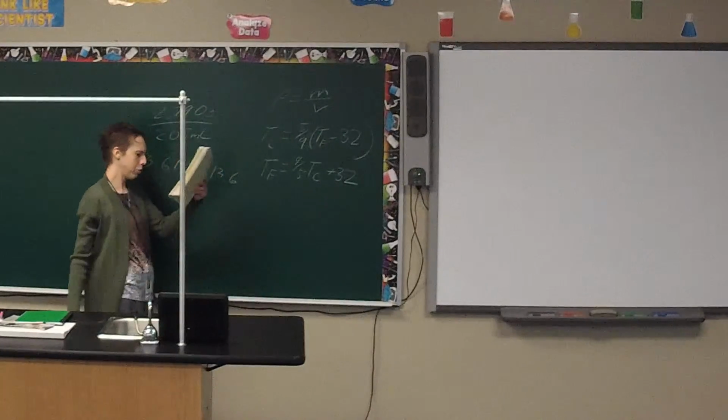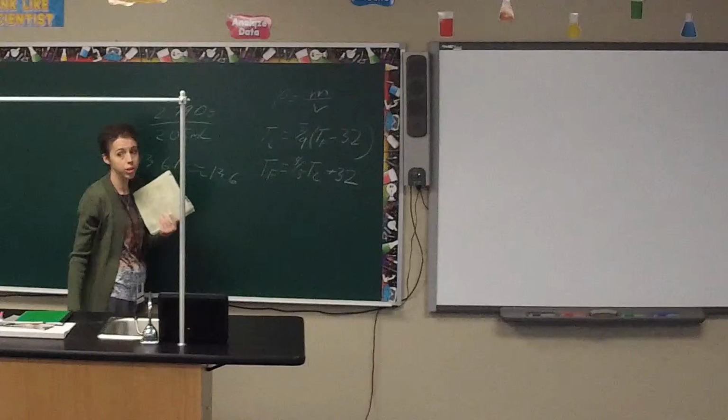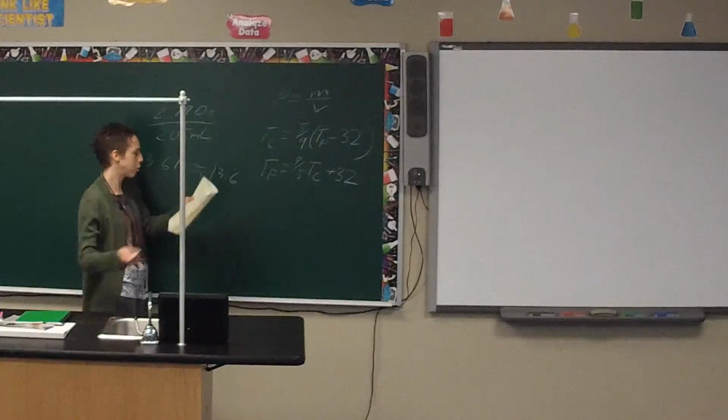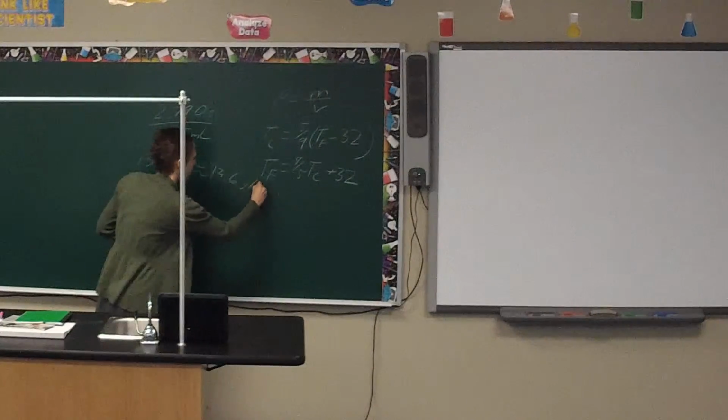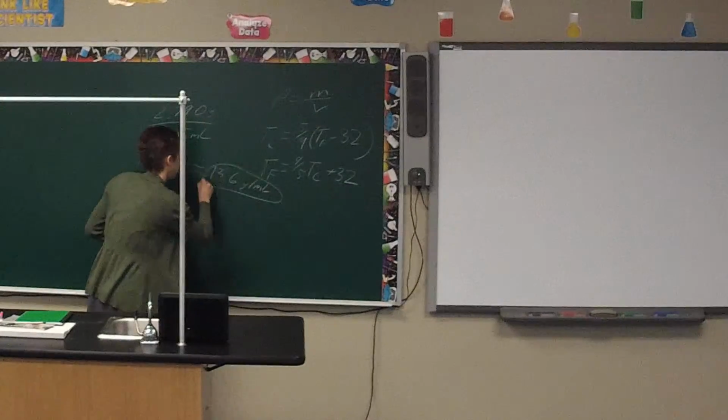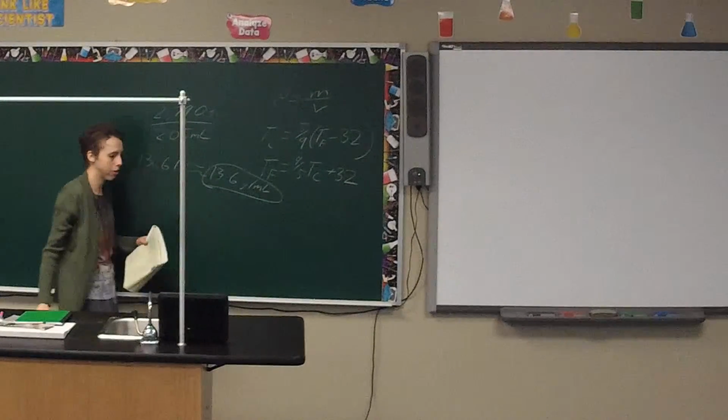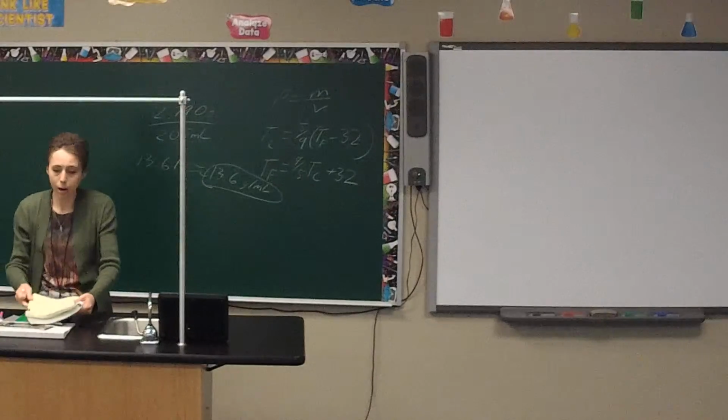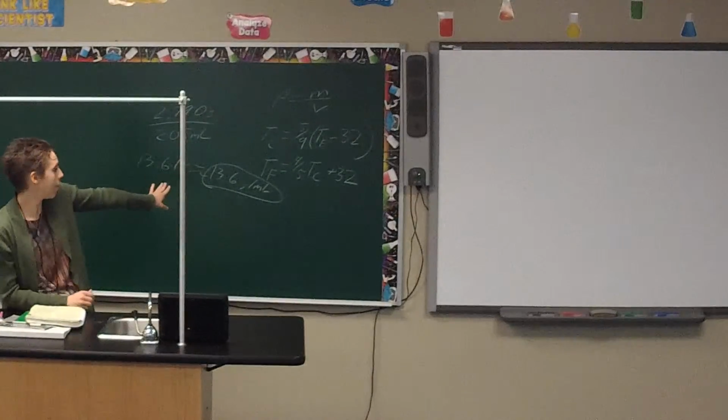13.6. And then you always want to have your units with it. For this one, it will be grams per milliliter. So this would be your final answer: 13.6 grams per milliliter. Alright, anyone have any questions about how to solve this?